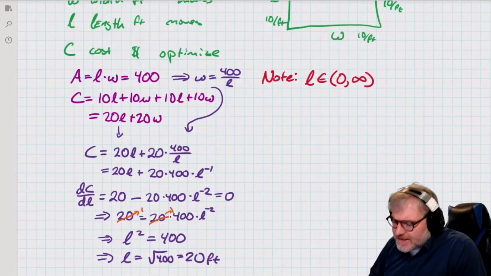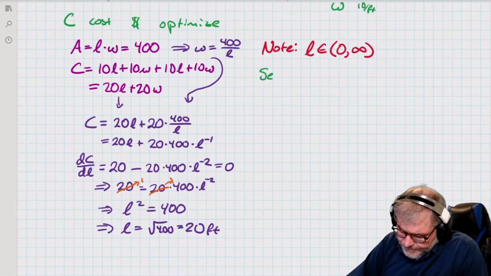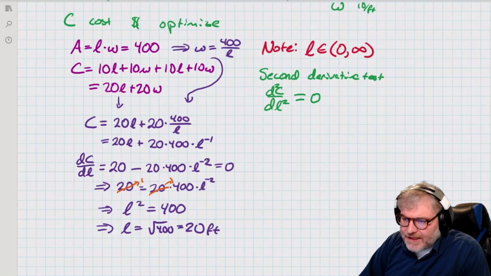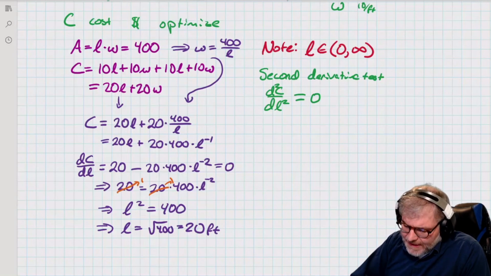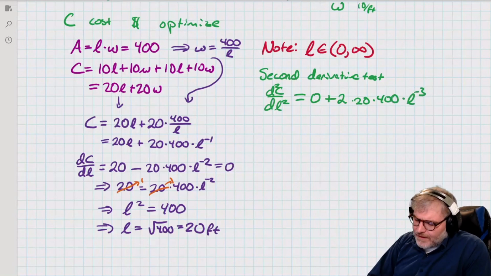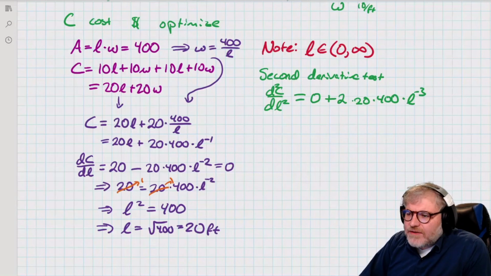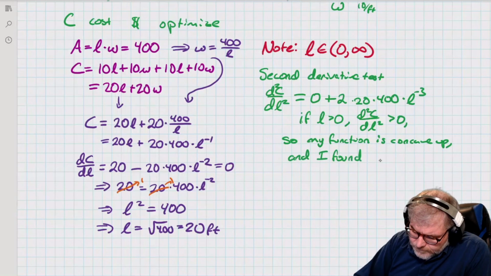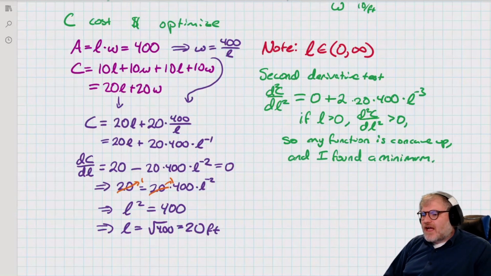And the answer for that in this case is I'm going to use the second derivative test. So I take the derivative of my derivative. Now this -2 is going to multiply by that -1. So I'm going to wind up with a plus 2 times 20 times 400 times L to the -3. And notice here, if L is greater than 0, this number here is positive. So since the function is concave up when L is positive, I found the minimum.